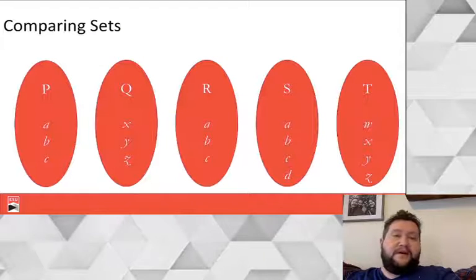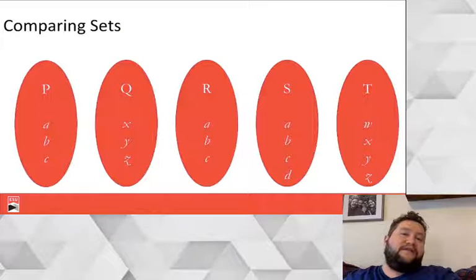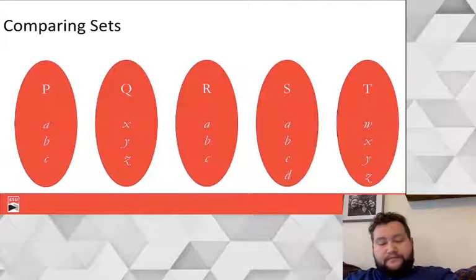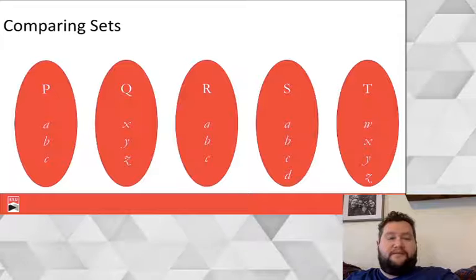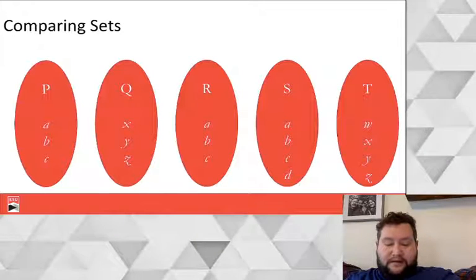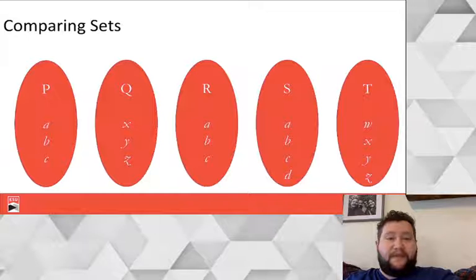So let's think about comparing sets. I have 5 sets here, P, Q, R, S, and T. And how can we compare them? Well, we can say that P and R look to be more or less the same. They both have A, B, and C.